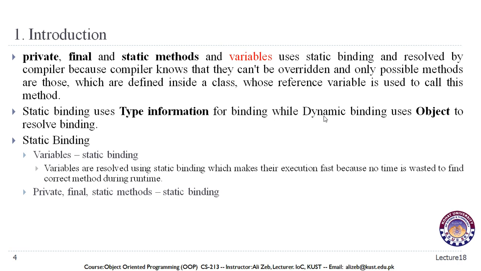Private, final and static methods, as we already said, use static binding. So when we declare a method as private, final or static, we understand that these cannot be overridden, and when we cannot override a method, there is no confusion about which method will be called by the object of the class where that method has been declared.